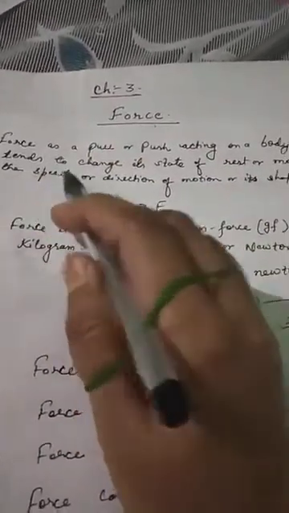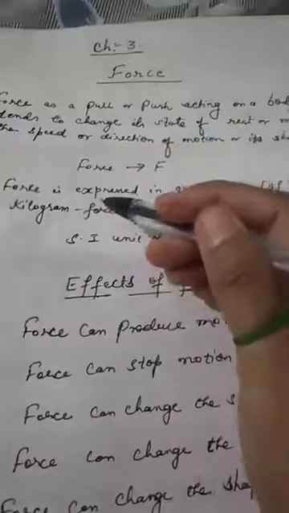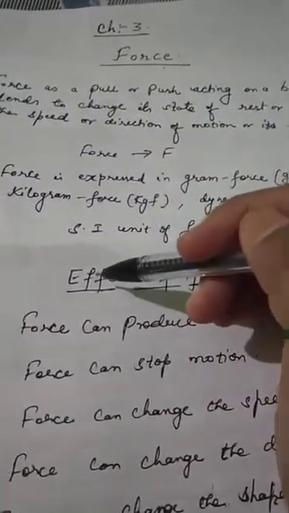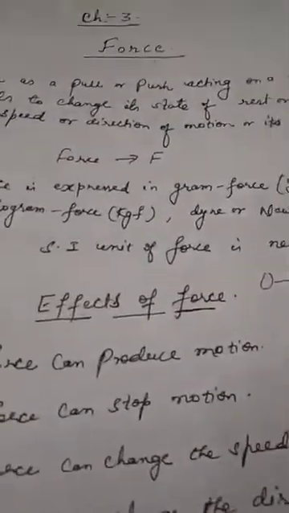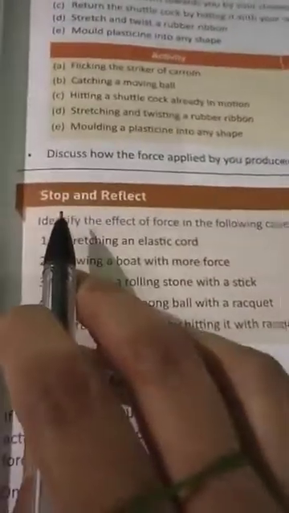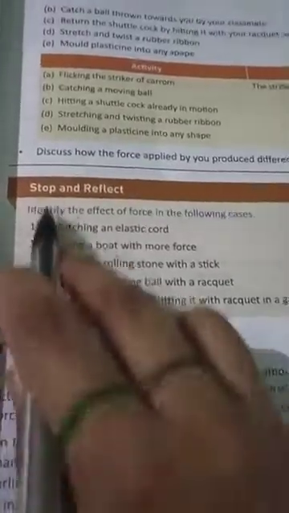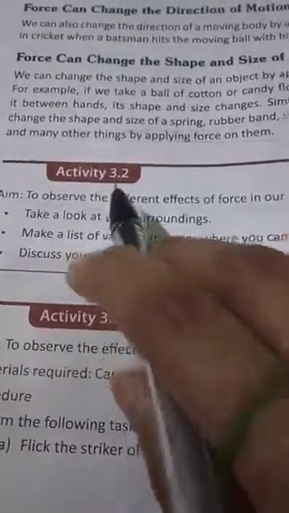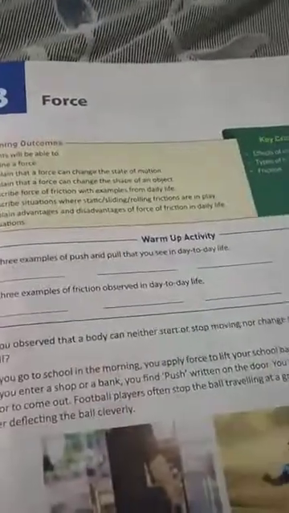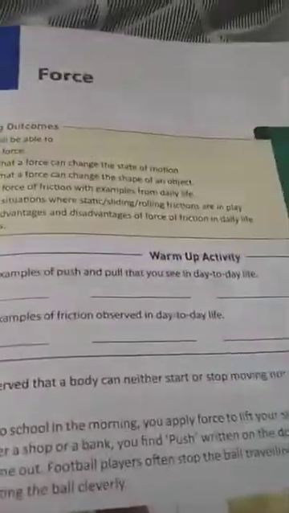Now, your homework is, you have to go through the activities given in your book and do that. In your book, take out page number 43. Stop and reflect. Identify the effect of force in the following cases. You have to go through this. And some activities are also given in your book, Activities 3.2 and 3.3. You have to complete them and go through your book. Read each and every line. And the next day I will explain to you about the different types of force. Okay? Take care.